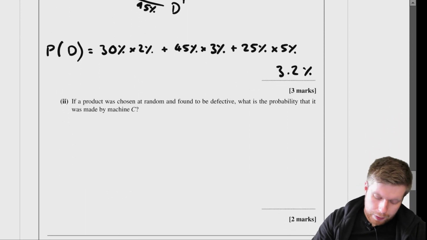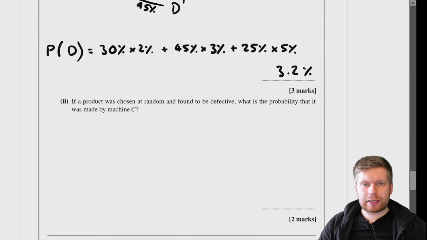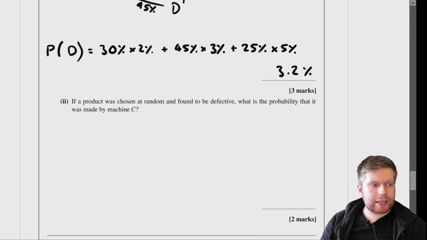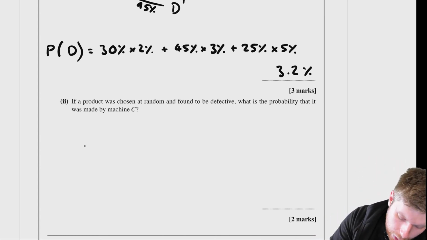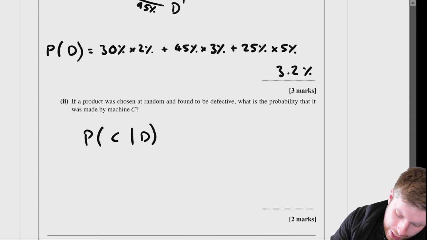Okay, let's have a look at part 2 then. We're asked if a product was chosen at random, and it was found to be defective, so that's given, what's the probability that it was made by machine C? So in other words, we want the probability that it was made by machine C, given it was defective.